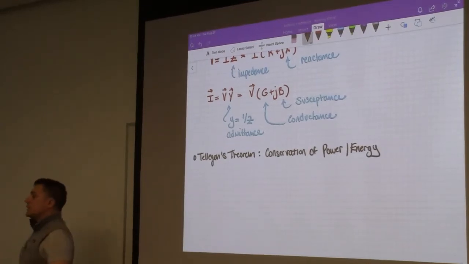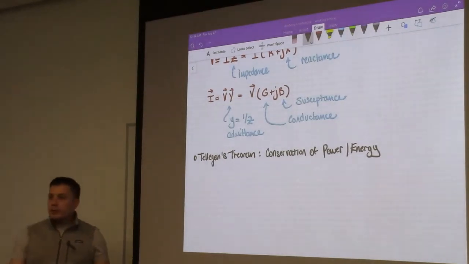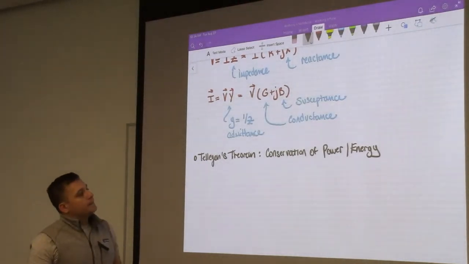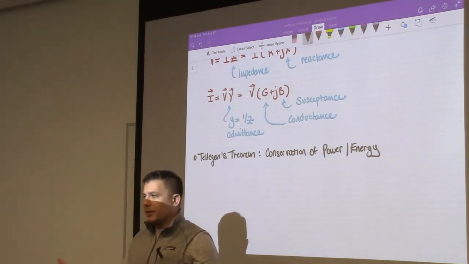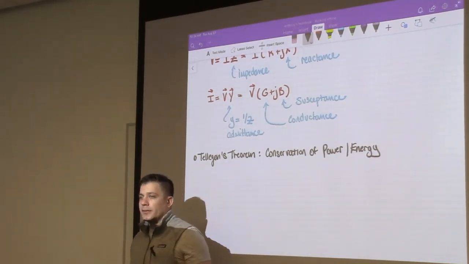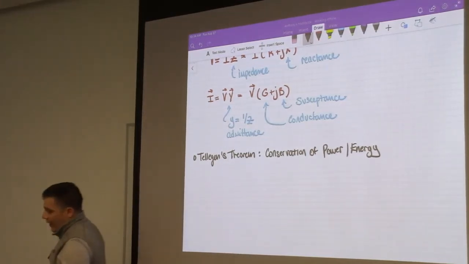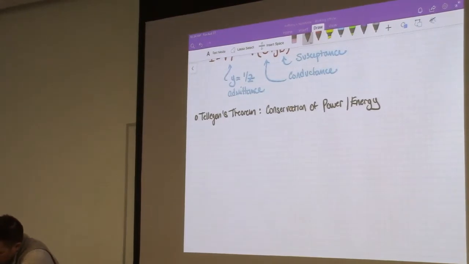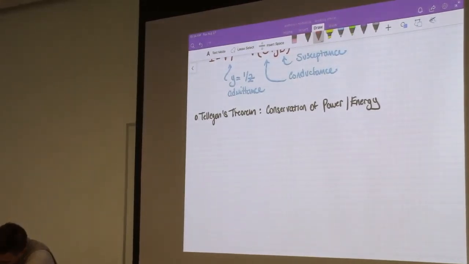Tellegen's theorem has to do with conservation of power or conservation of energy. Hopefully you are all familiar with the principle of conservation of energy. Energy can't be created or destroyed. It can only be converted from one form to another. And that applies to our electric circuit. So let's say we draw something that looks like this.